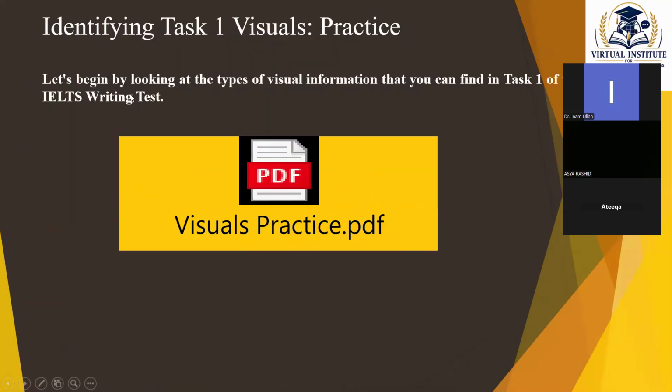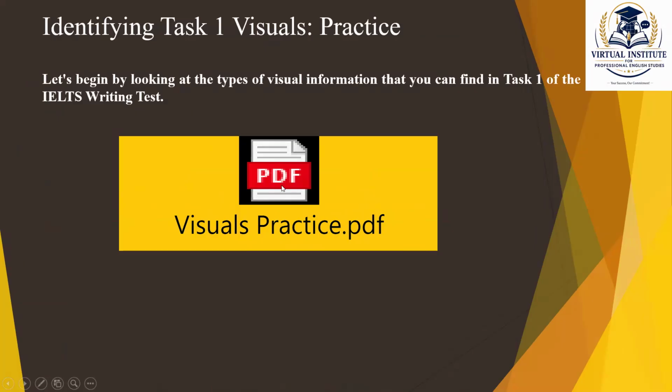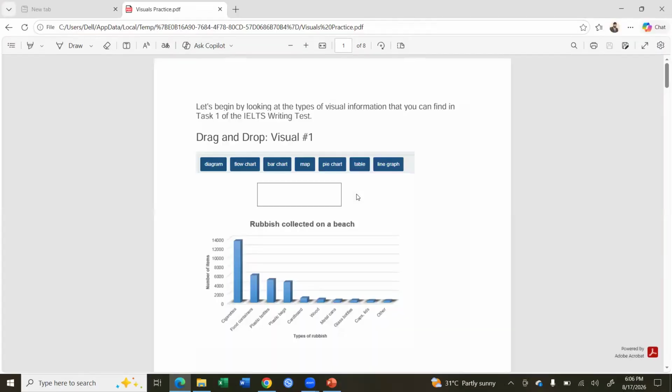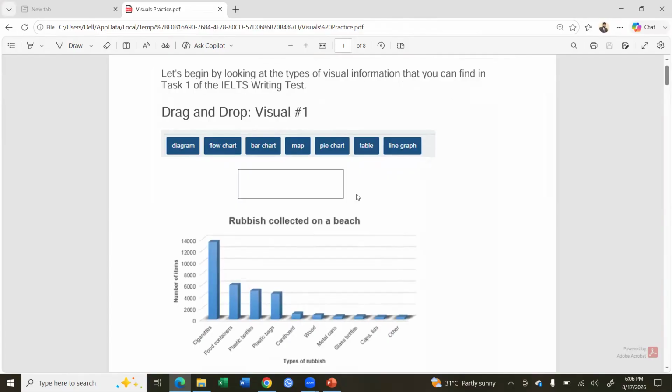Okay. Let's begin by looking at the type of visual information that you can find in task one of the writing IELTS test. So let's practice it now. Tell me what kind of visuals do you see here? These are the names you should label this visual.